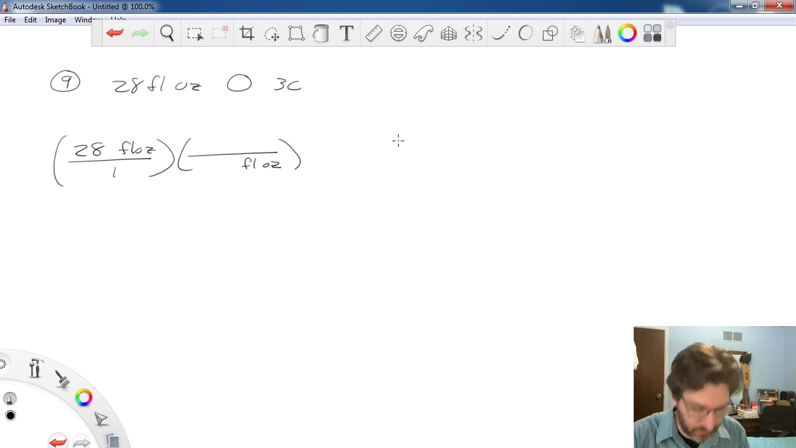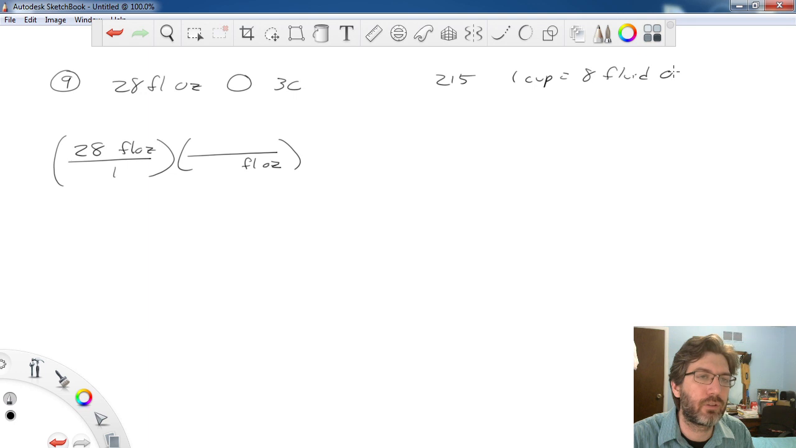We want fluid ounces to cancel, so that's on the bottom. Then you're going to go look for a conversion, if we have one. Yeah, it gives it to you on page 215. It says on 215, 1 cup equals 8 fluid ounces. So 8 fluid ounces in 1 cup, equals 28 divided by 8. Again, fluid ounces are going to cancel. Yours is going to be cups. How many times does 8 go into 28? At least 3 times, right? That's 3, and then there's some left over, so you know that's going to be larger.